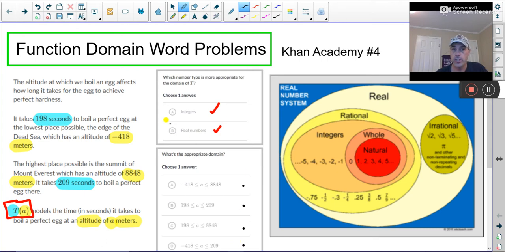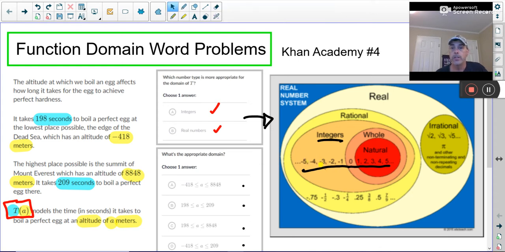So when we get to the question about integers versus real numbers, we're going to look back over here at the real number system. I want you to remember that the integers are going to be all of the naturals, which are the positive counting numbers, plus 0, which is a whole number, plus the negative counting numbers or negative whole numbers, right? So integers is it going to be this?